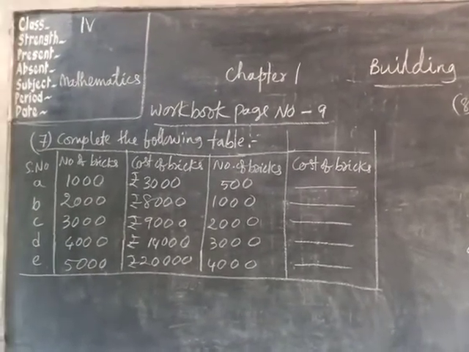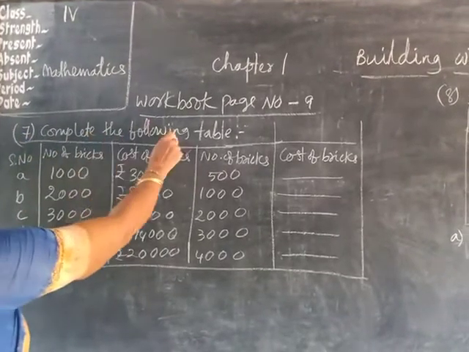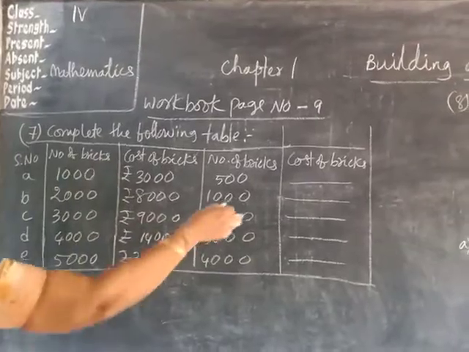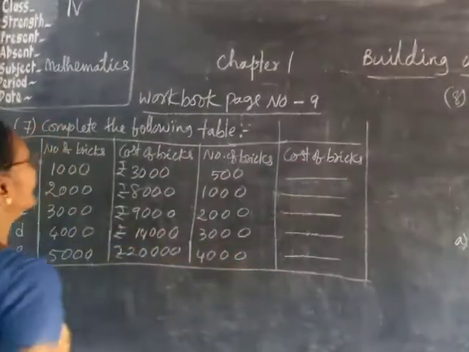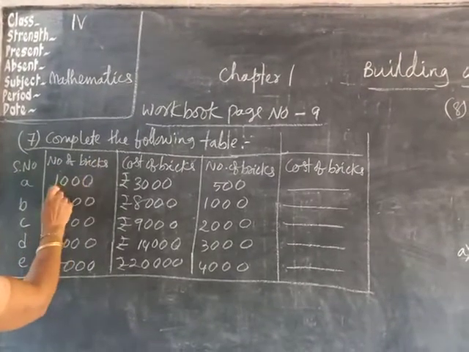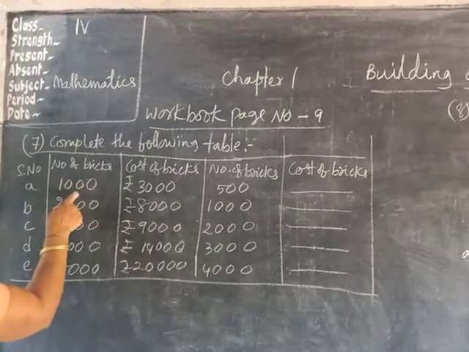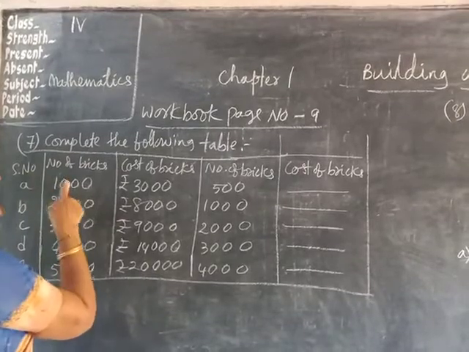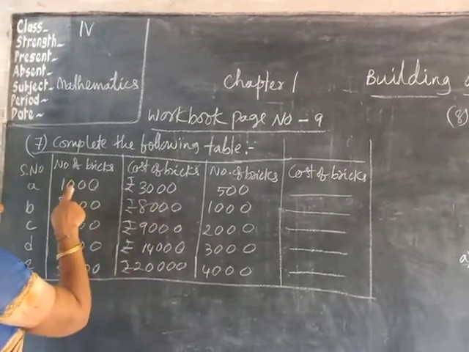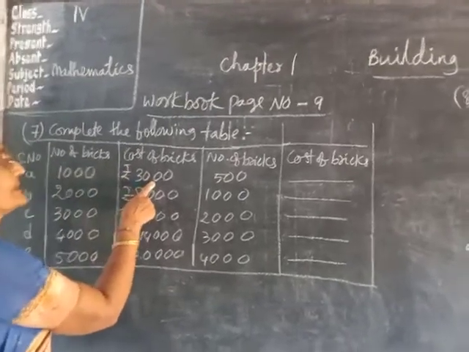See question number 7. Complete the following table. Here one table is given, you have to complete it here. Then what is the question? Number A, number of bricks. Here how many bricks are there? That is 1000 bricks. 1000 bricks cost 3000 rupees. Do you understand? 1000 bricks cost equal to 3000 rupees.